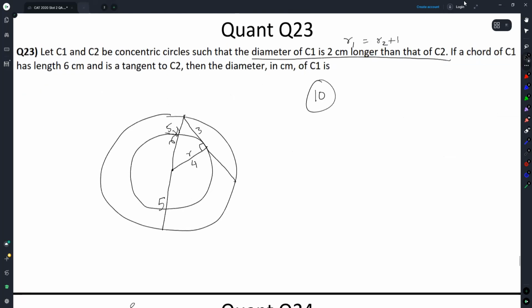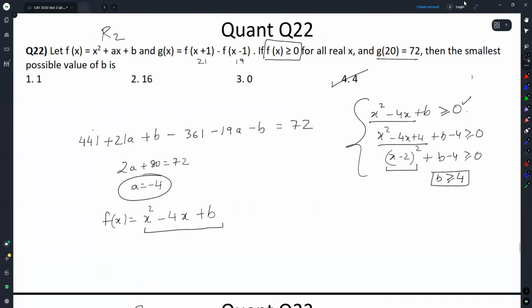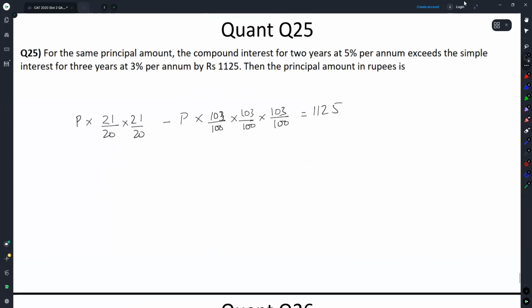Round 1 here, round 2 here. The same principal amount. Okay. 5%, 5%, 0.25%, and here 9%.